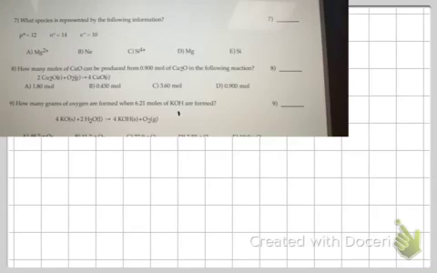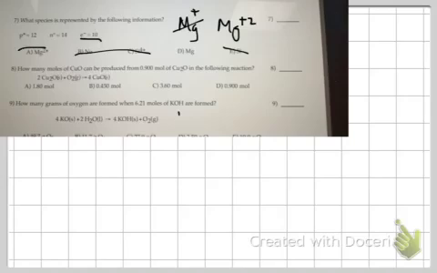So okay, going on. What species is represented by this? 12 protons. The thing that has 12 protons is magnesium, so you know that these other things are wrong. It has 10 electrons, so that means it's going to be plus 2. Yeah, I'm fighting my iPad right now. Here. Magnesium plus 2. So it's that one. So how many moles of copper oxide can be produced from 9 moles of copper 1 oxide in the following reaction?